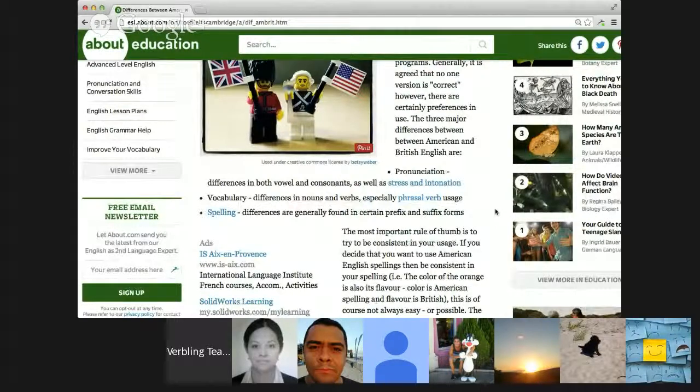Okay, pronunciation. Difference in both vowels and consonants, as well as stress and intonation. Vocabulary. Differences in nouns and verbs, especially phrasal verbs usage. Spelling. Differences are generally found in certain prefix and suffix form. Thank you, Alan. Really lovely reading.